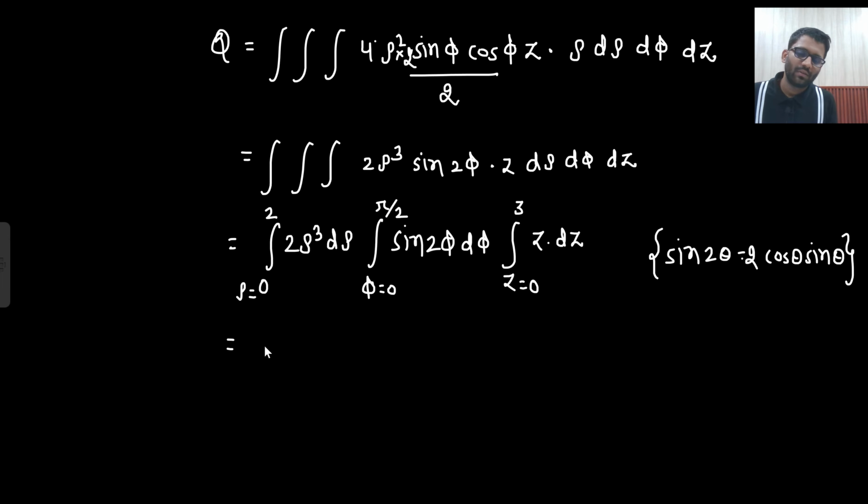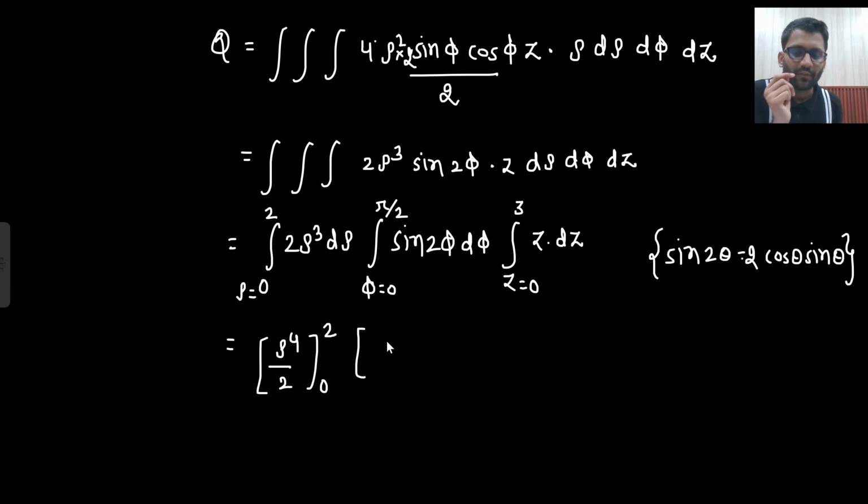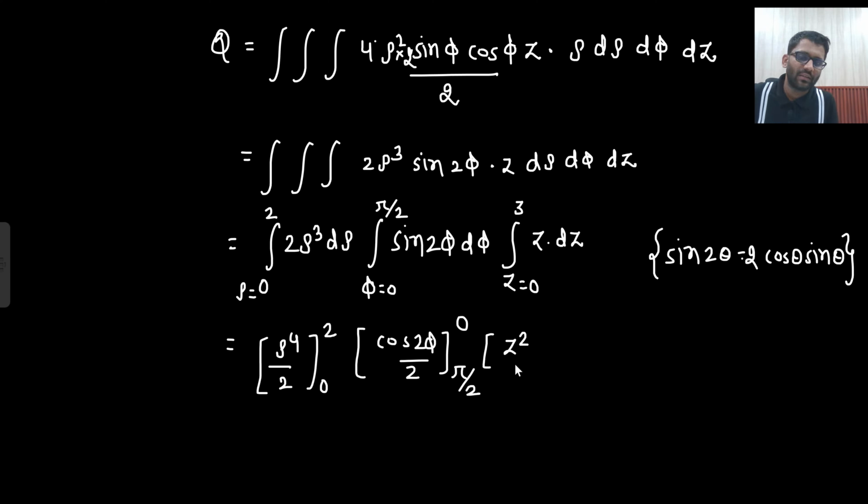Okay. So 2 rho to the power 4 by 4, that will make rho to the power 4 by 2, from 0 to 2, right? Simple integration I am doing, nothing else. Sin phi cos 2 phi divided by 2. Always you need to take patience here, and then the negative sign will also come. So I will just interchange the limit from pi by 2 to 0. Sin phi integration will be minus cos 2 phi divided by 2. The negative sign will come, I just interchange the limit, and here you will get z square by 2 from 0 to 3.